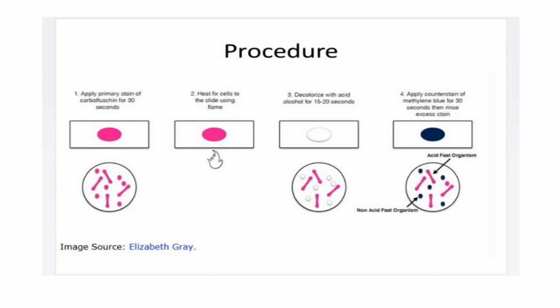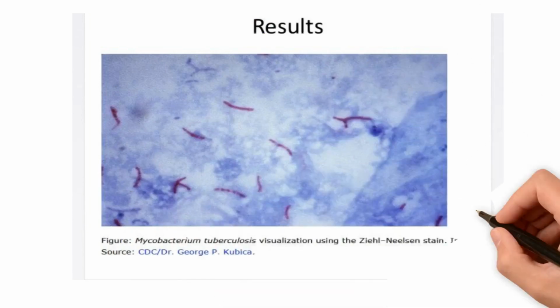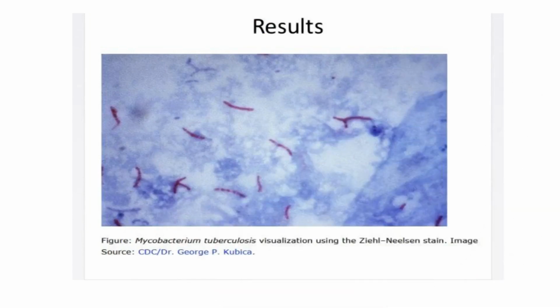After that, we shall see that those which are acid-fast appear pink or red like this one, and those which are non-acid-fast take the color of the counter stain, which is blue.